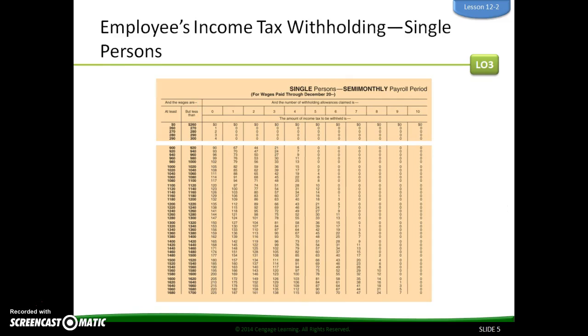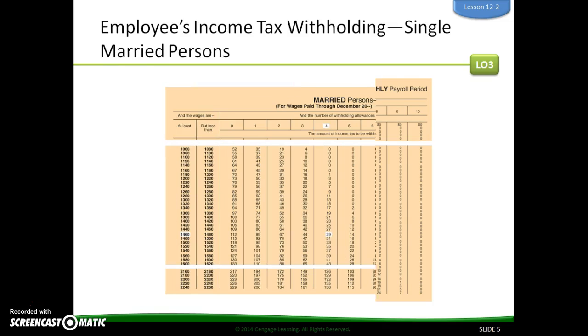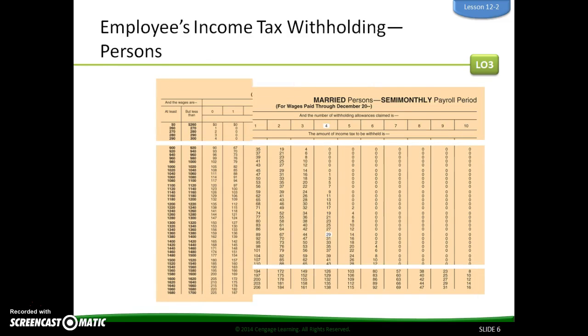Now, businesses rely on the federal government to generate some tax table information, and there are tax tables for each pay period type. So there are separate tax tables for weekly pay and bi-weekly pay and semi-monthly and monthly, so that the tax withholding is appropriate based on how much pay the employee is receiving over a certain amount of time.